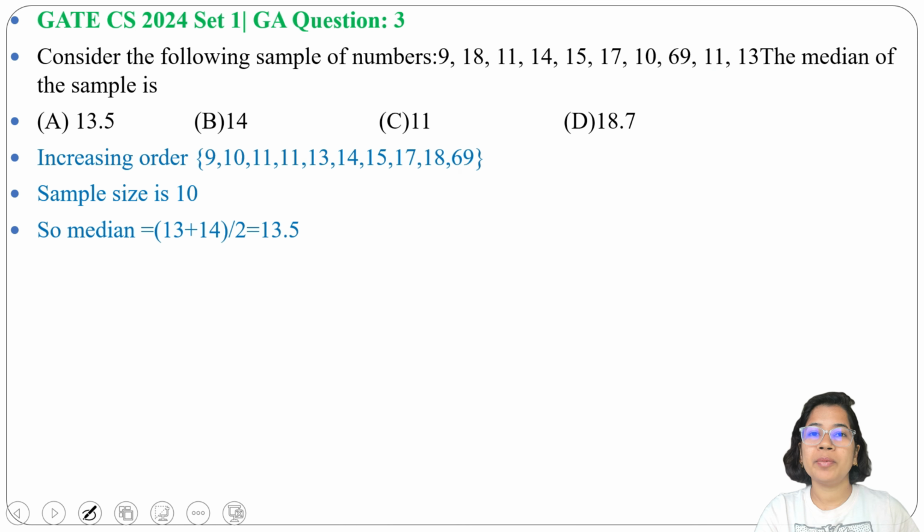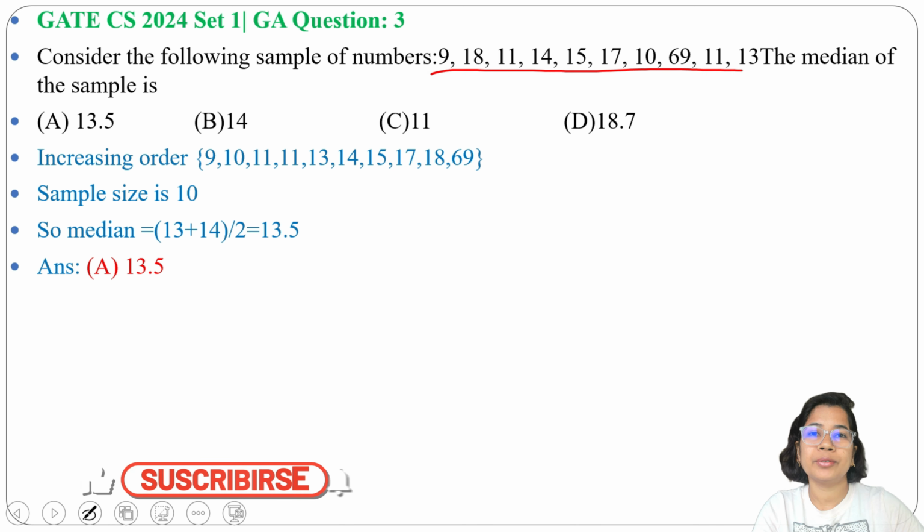So here answer will be option A. 13.5 is the median of this sample of numbers.